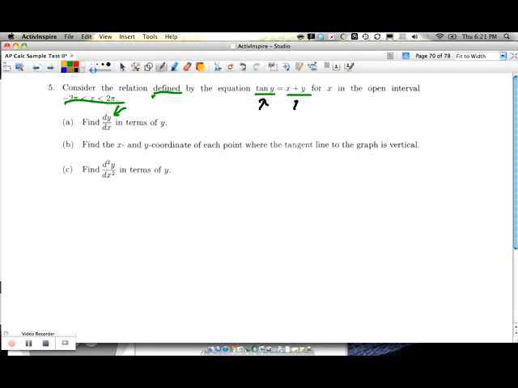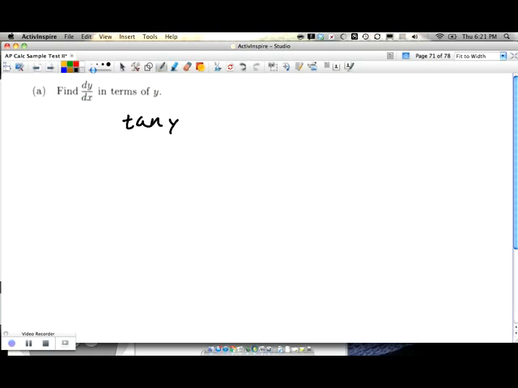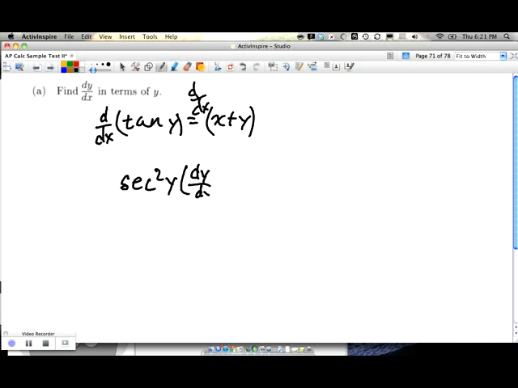We need to take the derivative of both sides. The derivative of tangent is secant squared, so it's going to be secant squared y times dy dx. Why did I have to put that in there? Because I took the derivative of y. Now for this next one I have two terms. When I take the derivative of x, that's just 1. When I take the derivative of y, that's 1, but I also have to multiply by dy dx, that chain rule happening because I have the dy dx's.